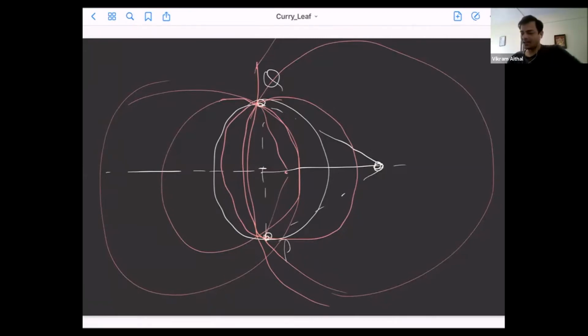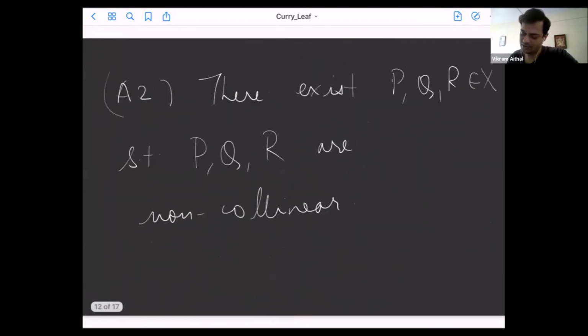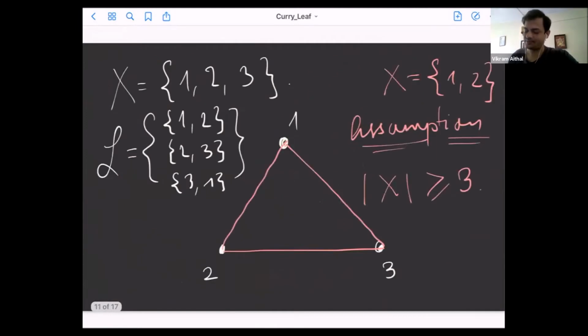So now you see, let's look at the example that we had over here. How many lines do you have passing through 1 and 2? There's a unique line, right? There's only one line passing through 1 and 2. There's only one line passing through 2 and 3. There's only one line passing through 3 and 1.